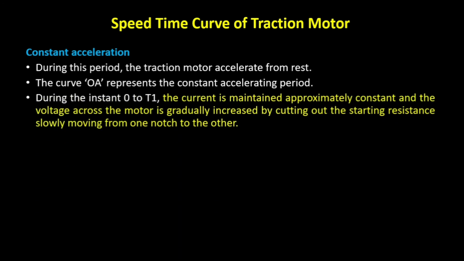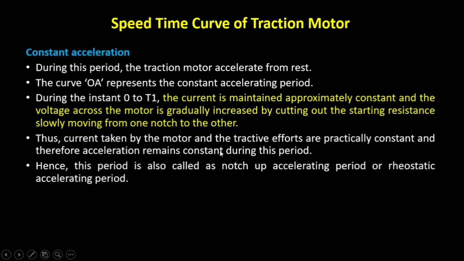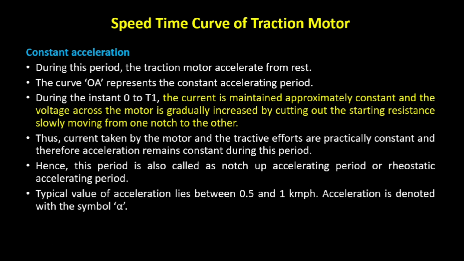In this instant of time, what happens? The current is maintained constant. And as I told you, voltage is increasing gradually by cutting out the starting resistances, and slowly the motor is accelerating. The current taken by the motor and the tractive effort are practically constant, and this period is also called the notch up, accelerating, or rheostatic accelerating period. Acceleration is indicated by alpha, and its value lies from 0.5 to 1 kmphps.